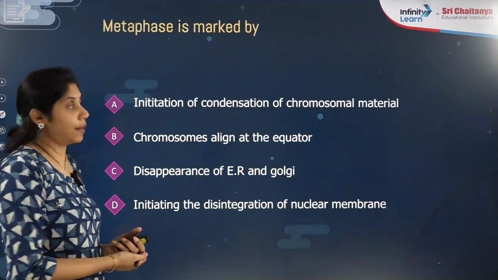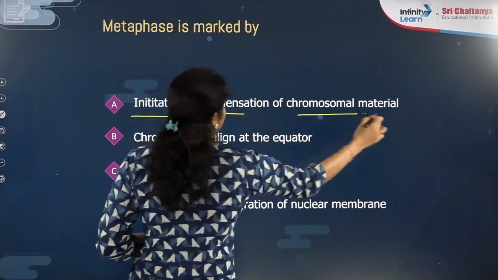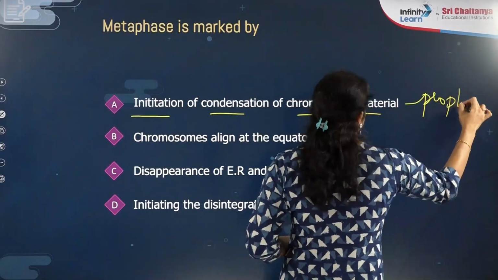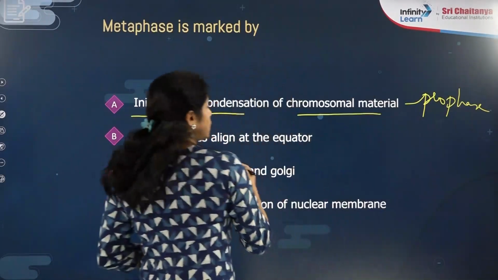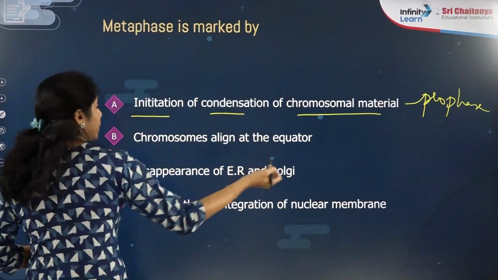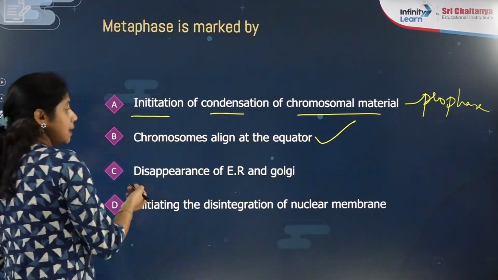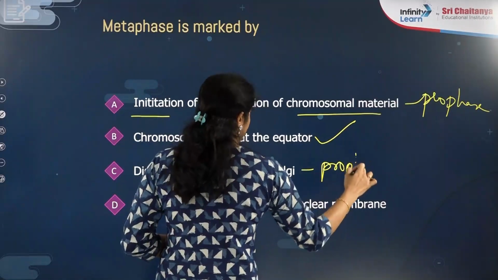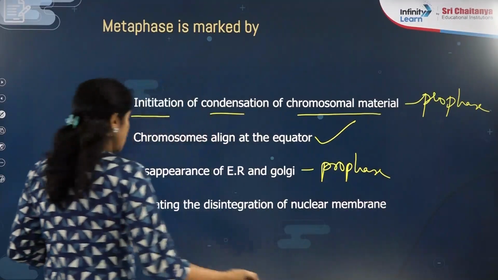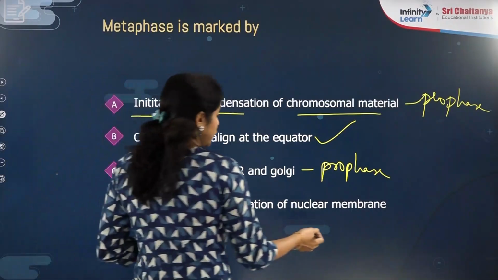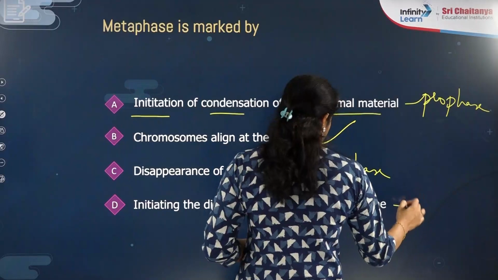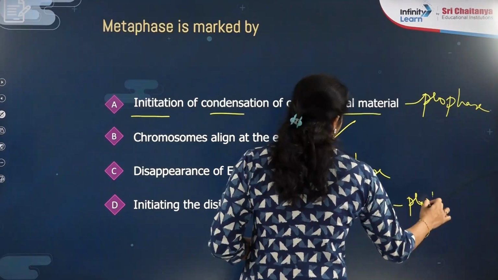Metaphase is marked by initiation of condensation of chromosomal material. This happens in the prophase. Chromosomes align at the equator. This happens in the metaphase. Disappearance of ER and Golgi also occurs in the prophase only. Initiating the disintegration of the nuclear membrane also happens at the end of the prophase.